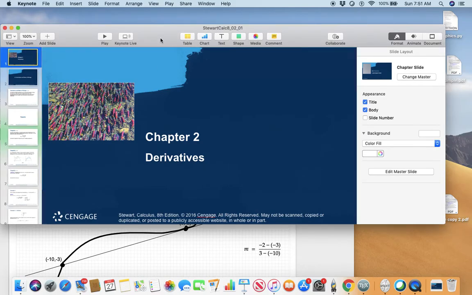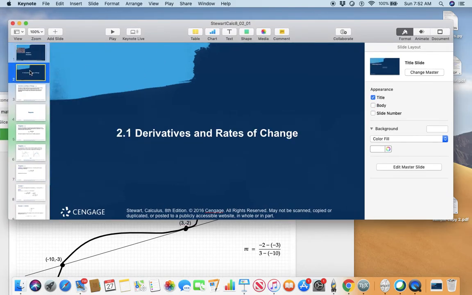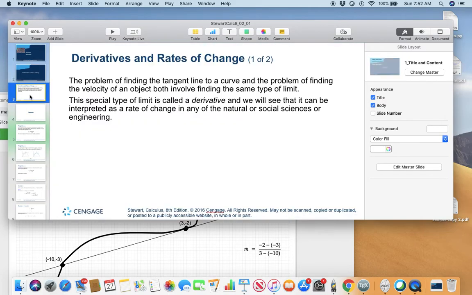Now we start our lectures on chapter 2, section 2.1, derivatives and rates of change. Now, the problem of finding the tangent line to a curve and the problem of finding the velocity of an object both involve finding the same type of limit.